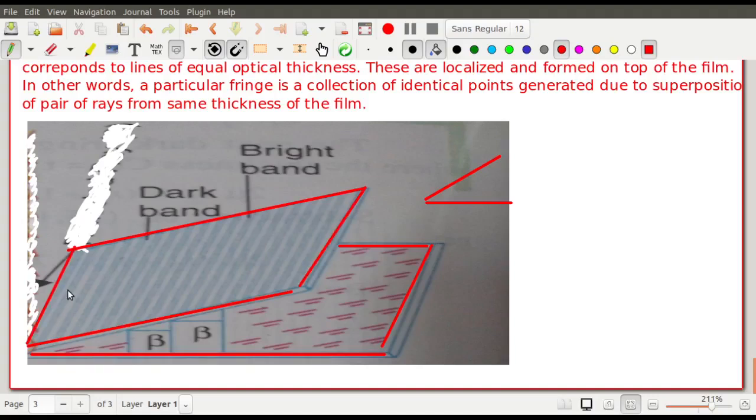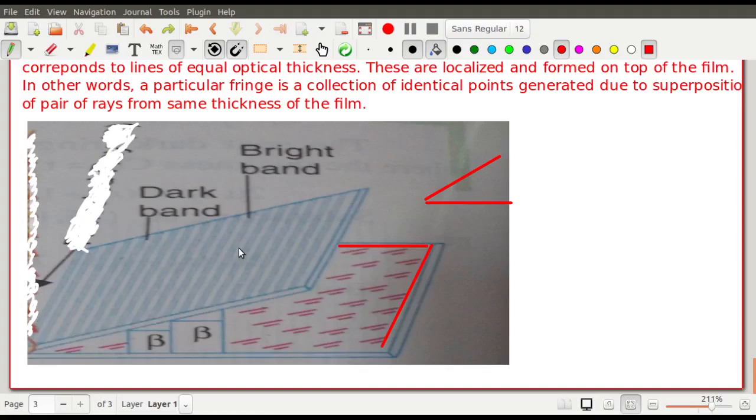So what are the fringes? These are your bright fringes. The empty spaces that you can see are called dark, and the shaded ones are bright. The shaded ones are bright over here. So in between the brights there are the dark fringes. You see that the fringes are appearing as straight lines over here. So we obtain straight fringes under this condition.